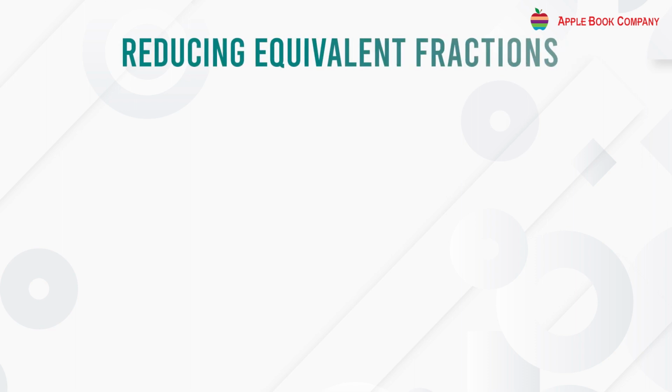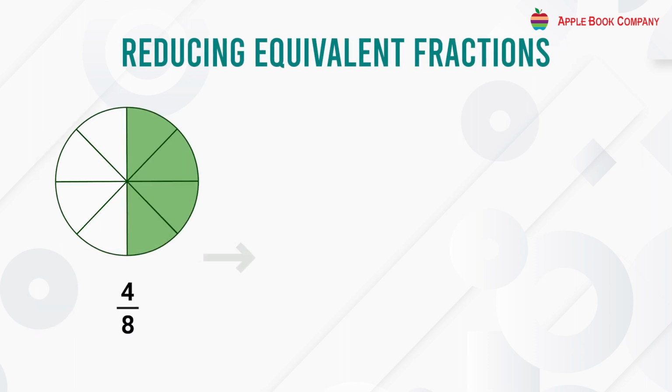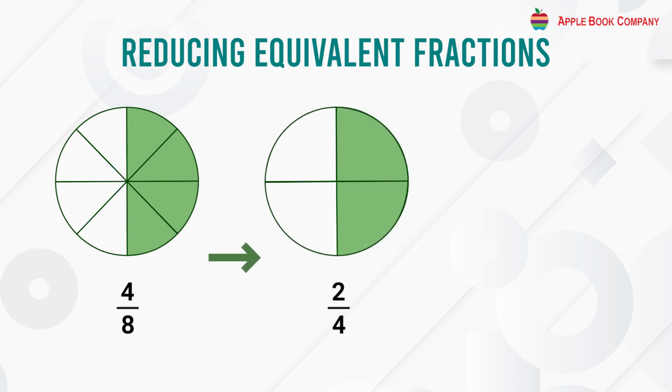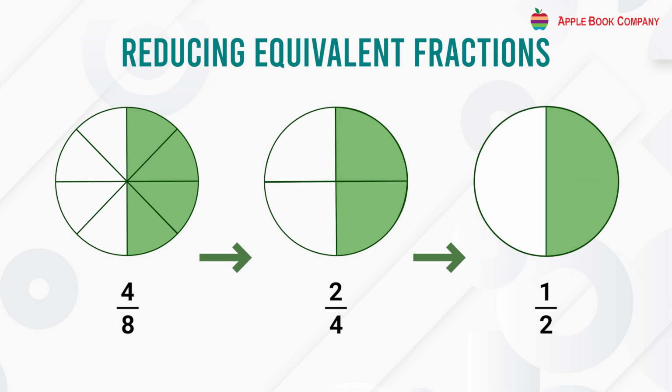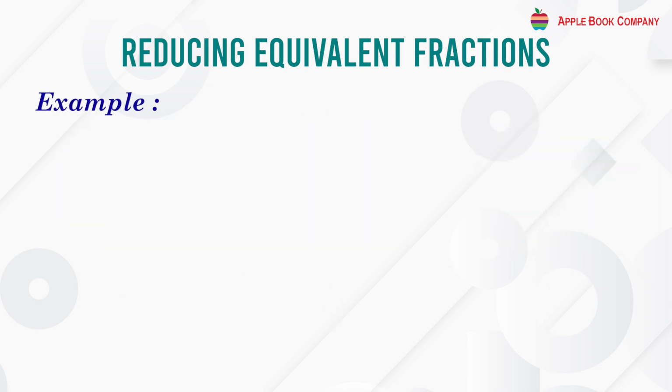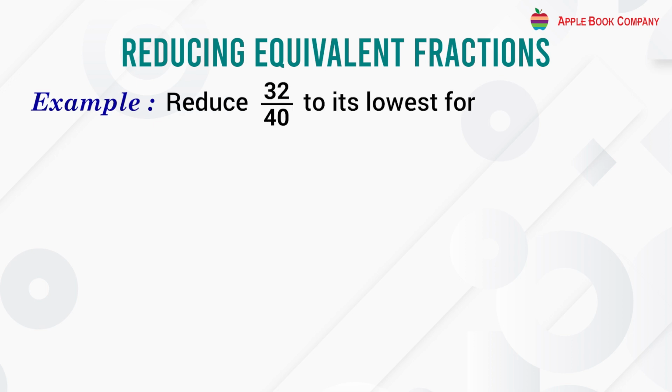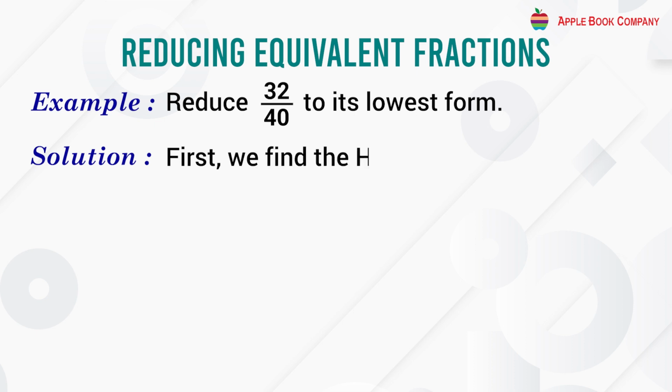Now let's learn reducing equivalent fractions. When we divide a fraction by the highest common factor of the numerator and denominator, we get the fraction in lowest terms. Now let's see some examples. Reduce 32 by 40 to its lowest form.